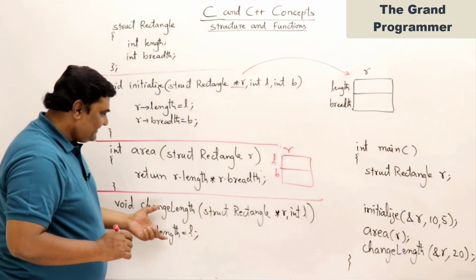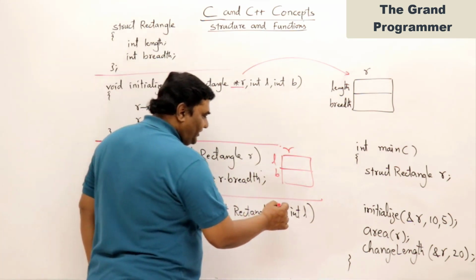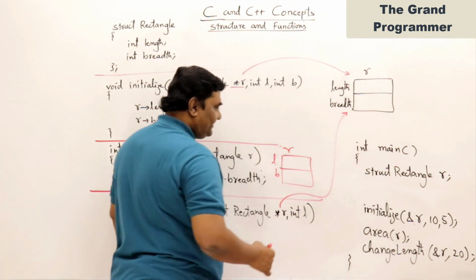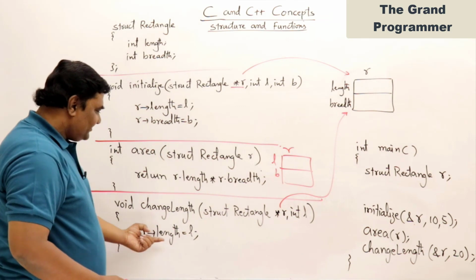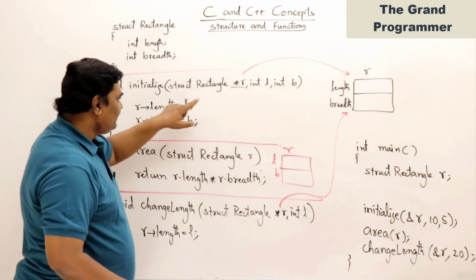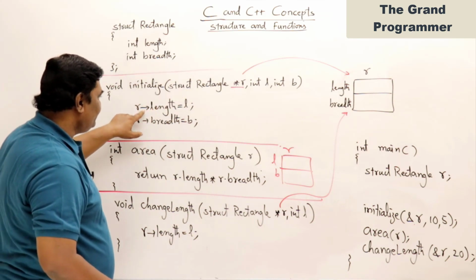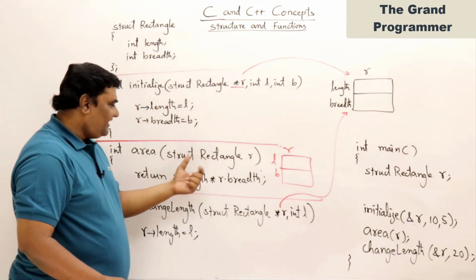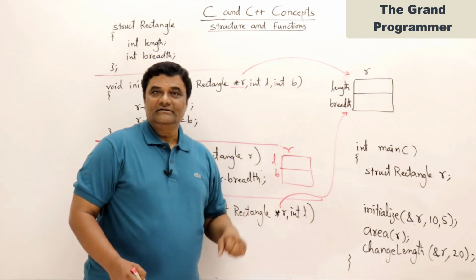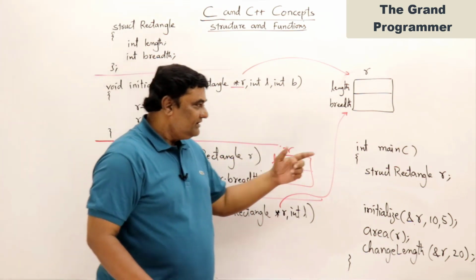And next let us look at this change length function. This is having a pointer and another length, that is new length. So this is also pointing to the same thing, and it is just changing length. These two functions take pointers. They are having call by address, so they are using arrows. And this one is called by value, so this is using the dot operator and it is accessing its own rectangle. Now let us see the working of this entire code.